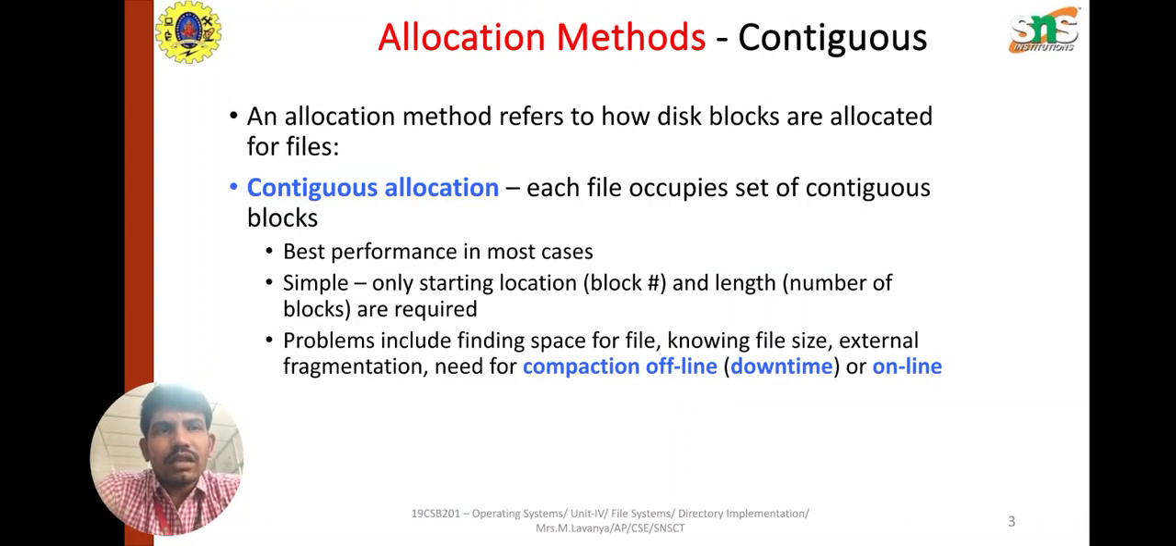Allocation methods, contiguous. An allocation method refers to how disk blocks are allocated for files. The first one is contiguous allocation. Each file occupies a set of contiguous blocks, and it gives the best performance in most cases. It is simple, needing only the starting location and the length. The problems include finding space for files, knowing file size, and external fragmentation, which needs compaction, offline with downtime or online.